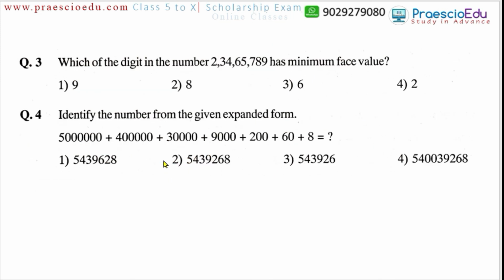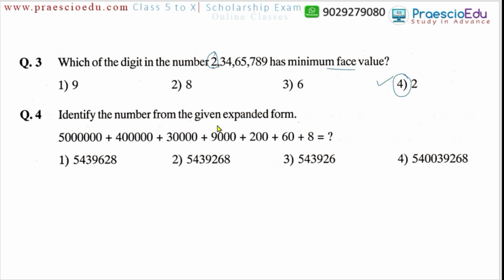Question number 3: which digit in a number has minimum face value? Face value, we do not count the place value. Here face value means we only have to look at the digit. Which digit is the smallest? The digit 2 is the smallest. We are not looking for the place value, only the digit, because they are asking for the minimum face value. So 2 is the smaller digit, or we can say the smaller face value. So option number 4 is the correct one.